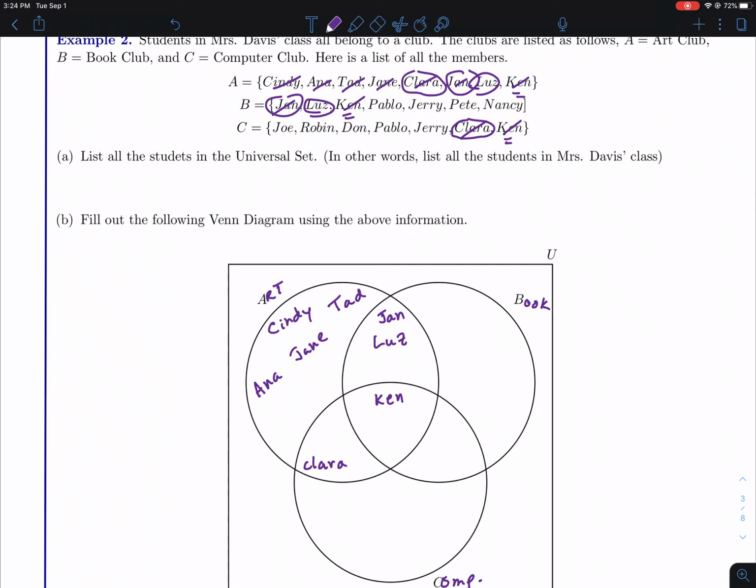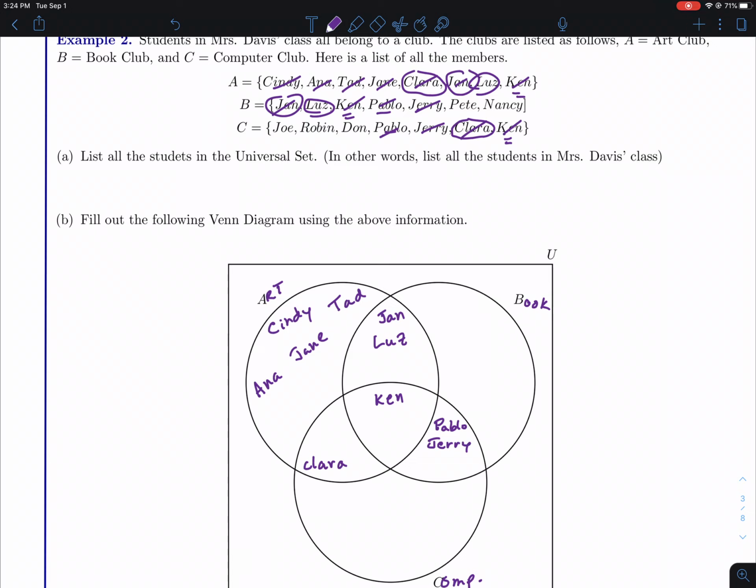So we've got Pablo. And so it appears Pablo is in the book club and the computer club. So we want to put him where B and C intersect. So that erases both of those. So it looks like Jerry is in both the book club and the computer club too. So let's put Jerry in here.